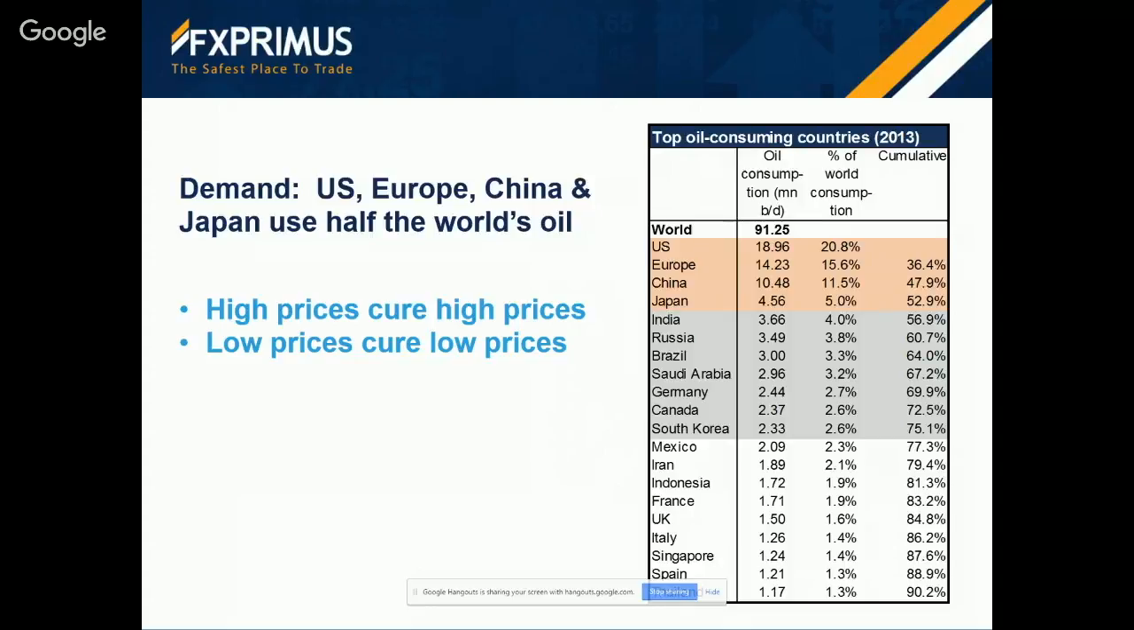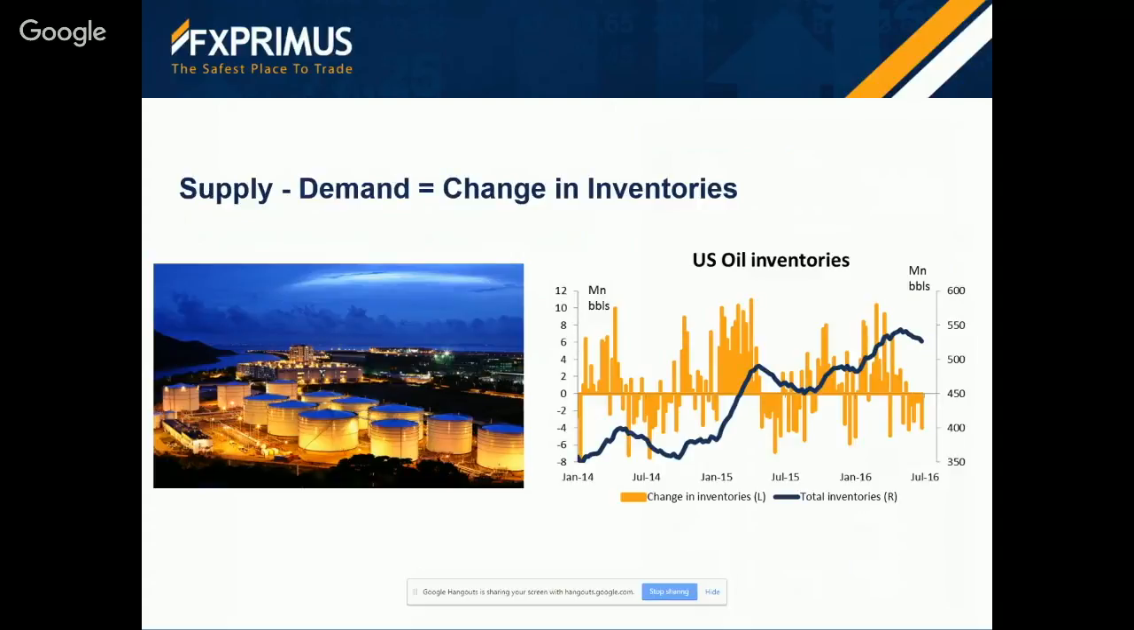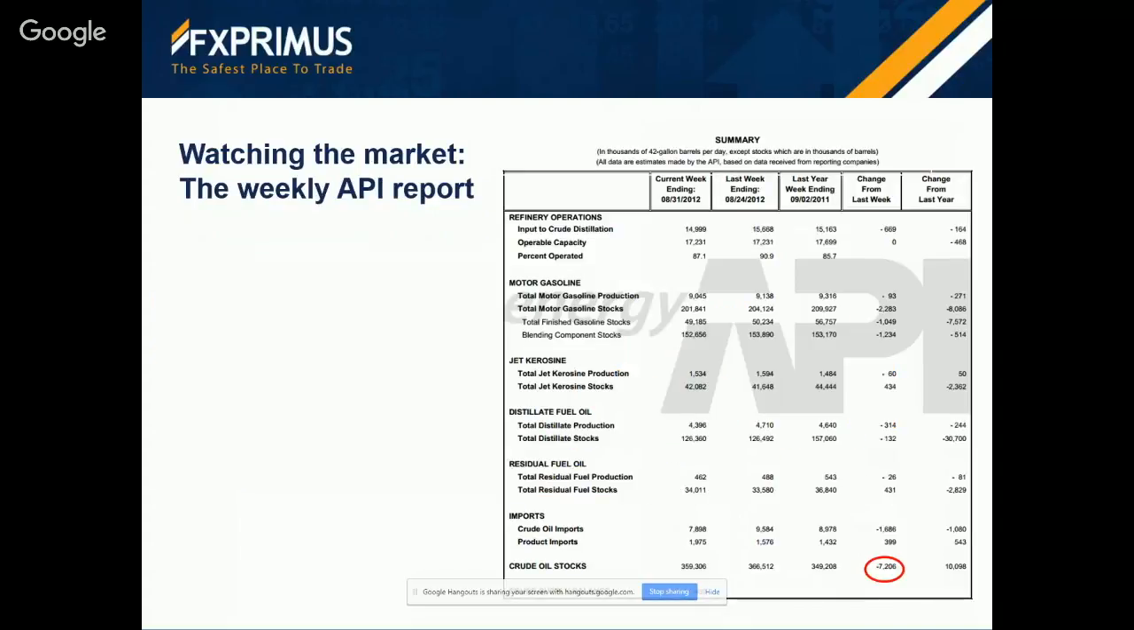Now, since the API report and the EIA report are the most important high-frequency news to affect the oil market, I'm going to spend some time discussing them and the difference between the two reports. First, the weekly API report.